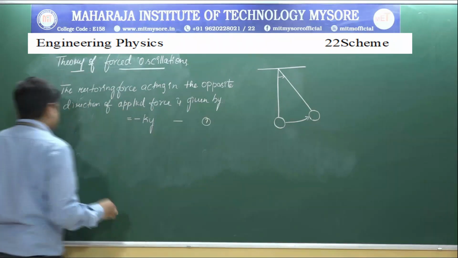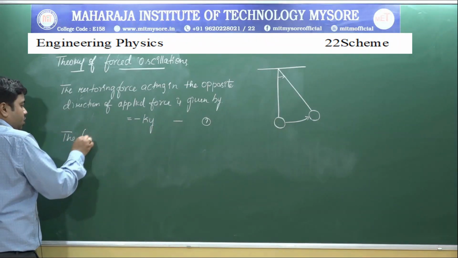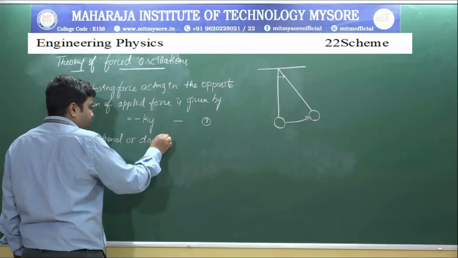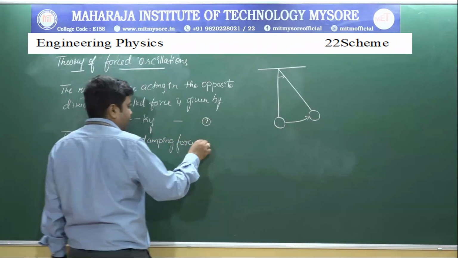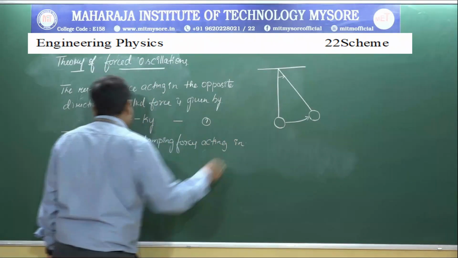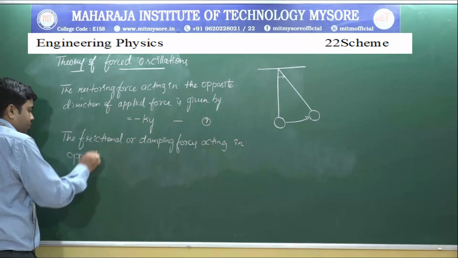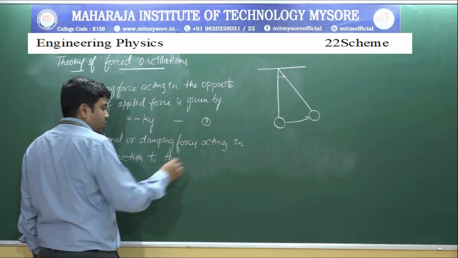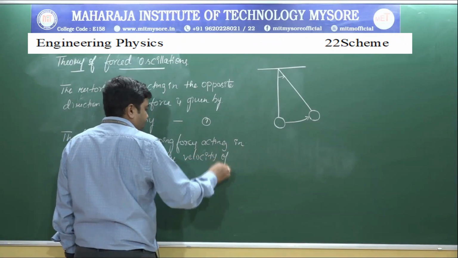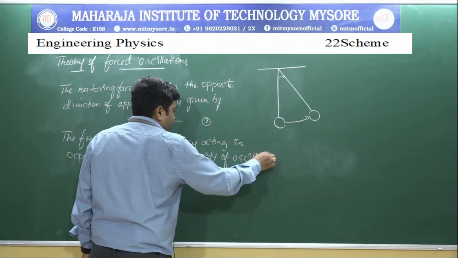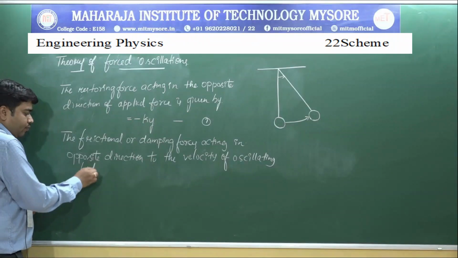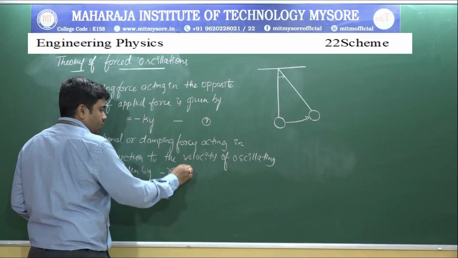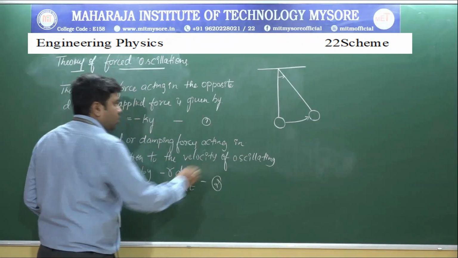We call this equation 1. The frictional or damping forces acting in the opposite direction to the velocity of the oscillating body are given by minus r into dy by dt. This is the second force.